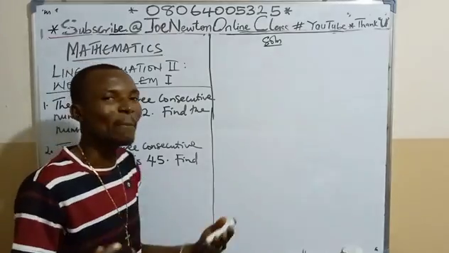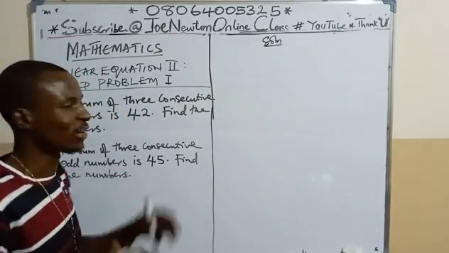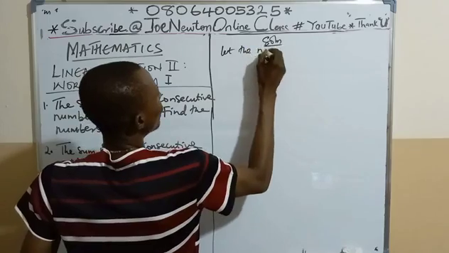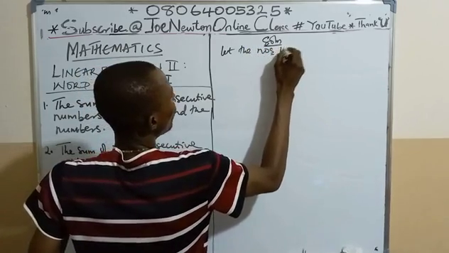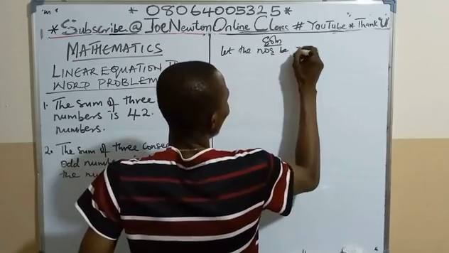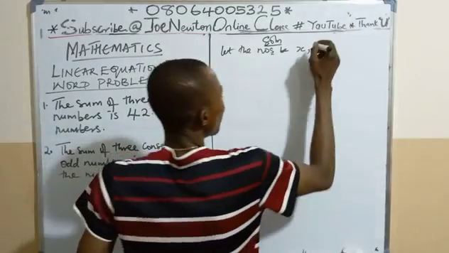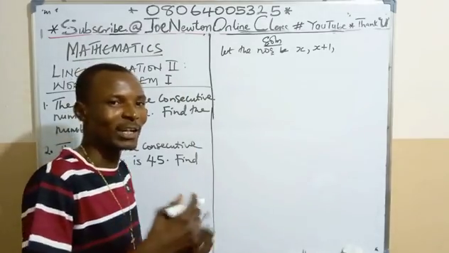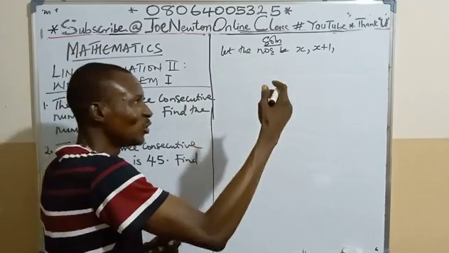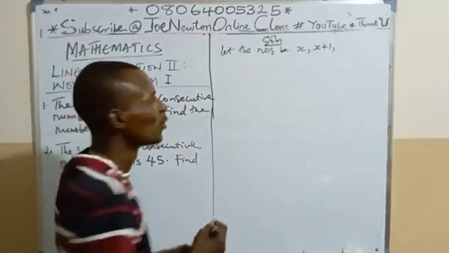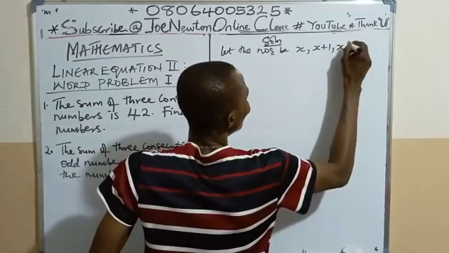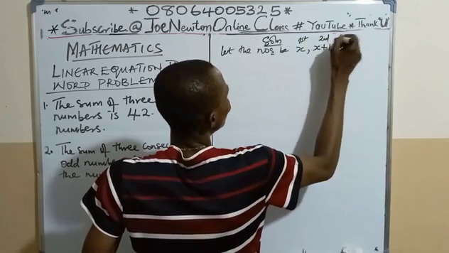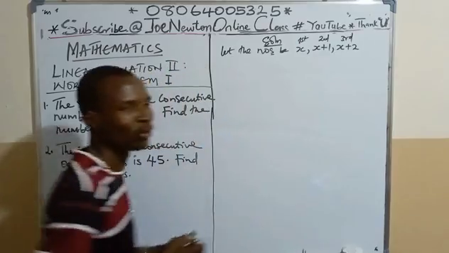In that case, we don't know the numbers, and we are told that there are three numbers, and their sum means addition. So let the numbers be, okay, let's use x as the first number. The second one should be x plus 1 because they are consecutive. The second one should be 1 greater than the previous one. Then the next one should also be 1 greater than the immediate previous one. So the next one should be x plus 2. So these are our numbers: first number, second, third.